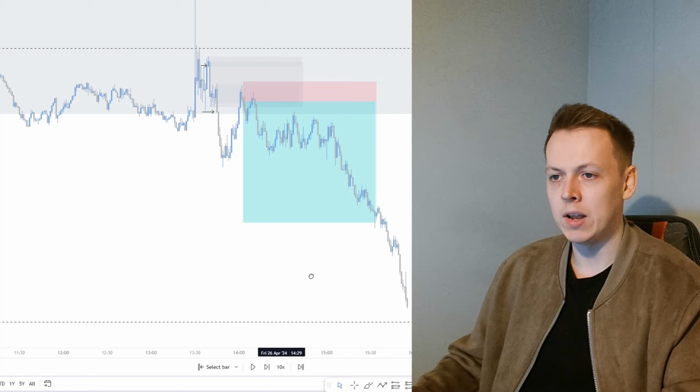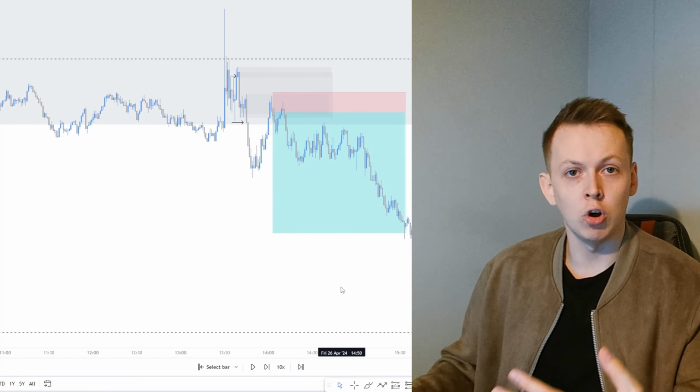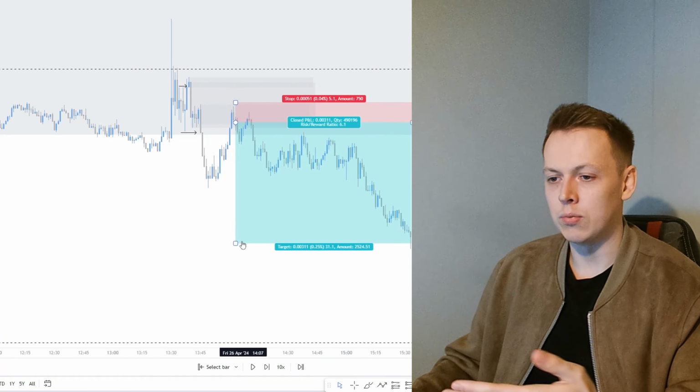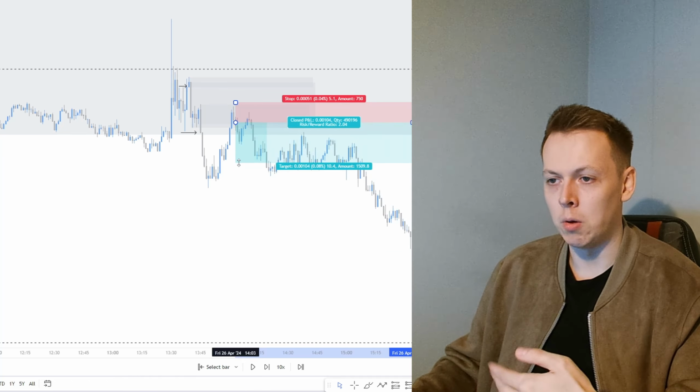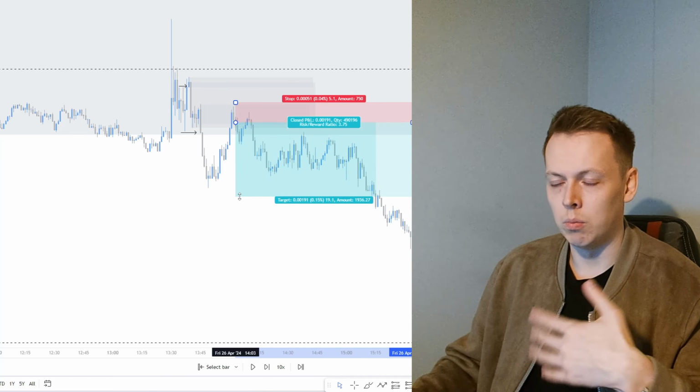Now, how would you go about managing a trade like this? Well, you do, of course, have different options. One thing that you could wait for is, of course, measuring different R amounts, and then moving your risk accordingly.